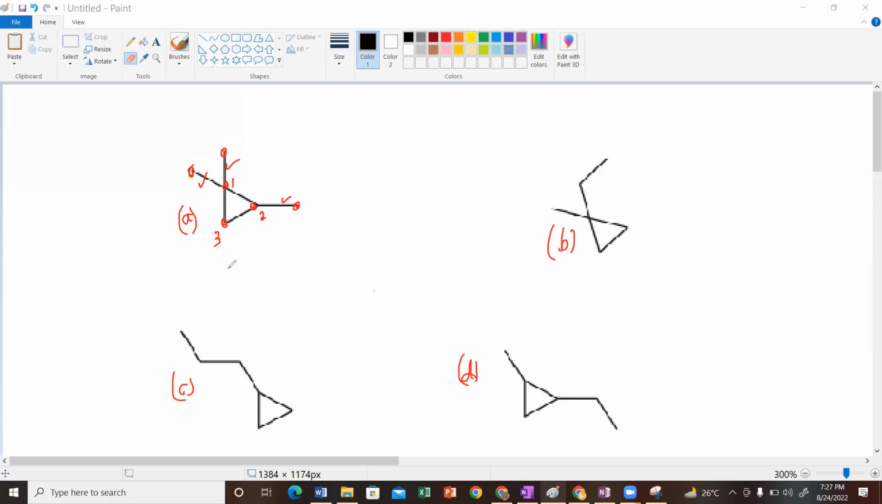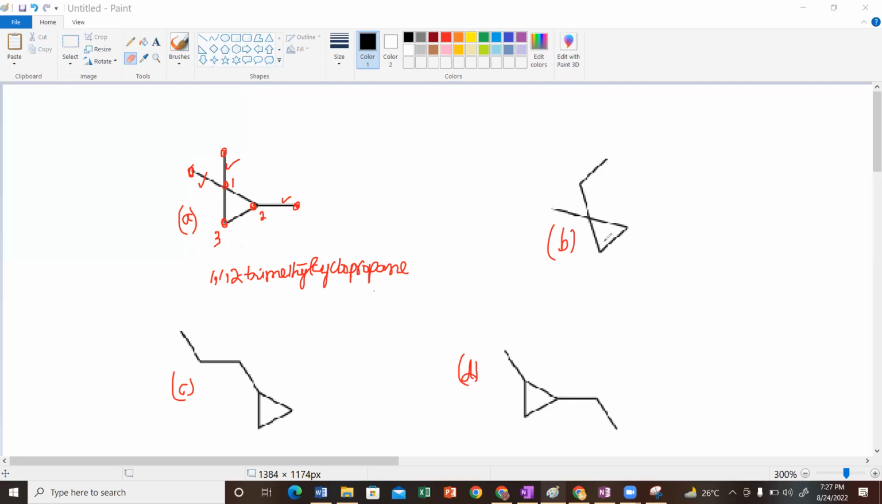So the name of this compound must be 1,1,2-trimethyl. The ring is cyclic in nature, so we must say cyclopropane, right? The name of the first compound is 1,1,2-trimethyl cyclopropane. Let us explore the second one.